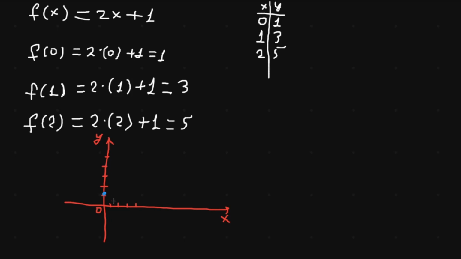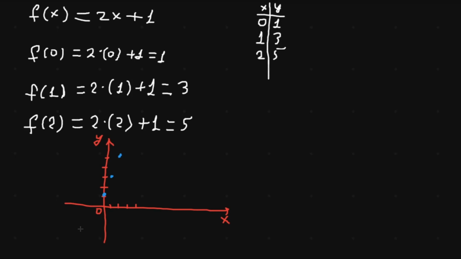So this is 1 point. X is 1 here, y is 3, 1, 2, 3 here, and the point will be there. X is 2 here, y is 5 here, and we have these 3 points. And as I said, the graph of this function is just a straight line. So we just have to draw the line which goes through these 3 points, which will be something like that. And this is the graph of the given function. And that's the way we draw them.